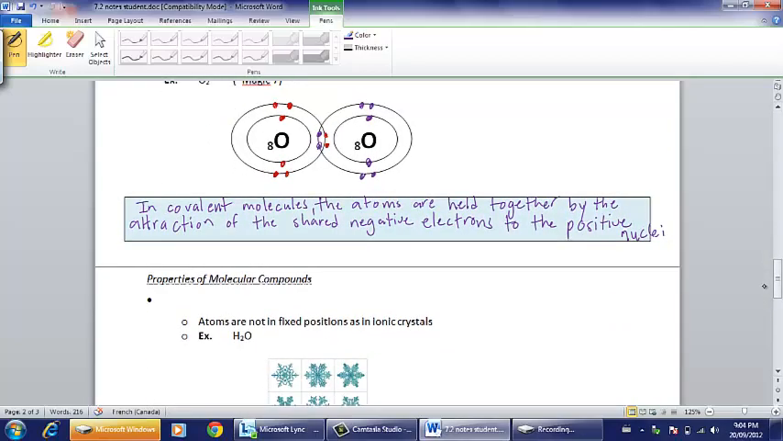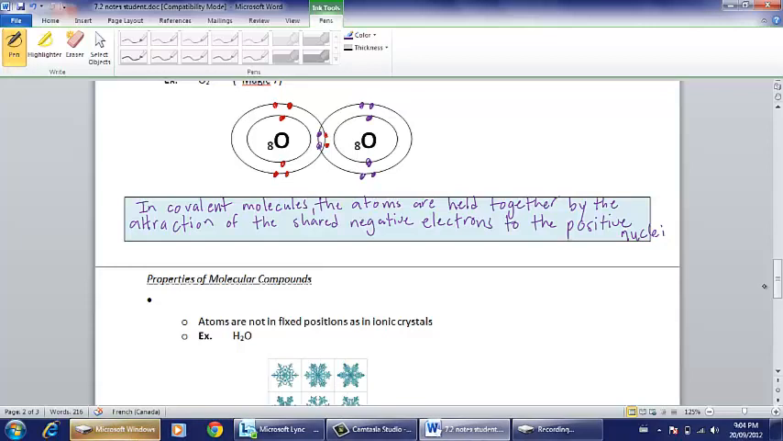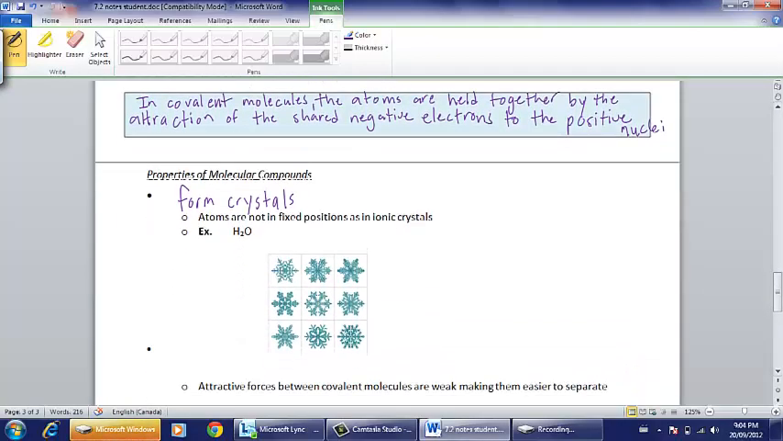We're going to look at some properties of molecular compounds and contrast this and compare it to the ionic compounds. Similar to ionic compounds, the molecular compounds also form crystals. But the crystals here aren't so regularly structured. The crystals here can be of varying shapes. The atoms aren't in fixed positions, as they are in ionic crystals. You may be familiar with water crystals, with snowflakes, and you know they come in many different shapes.